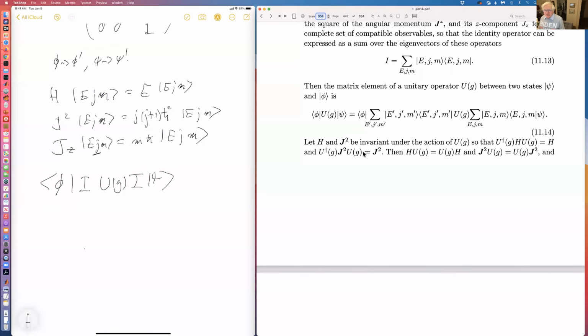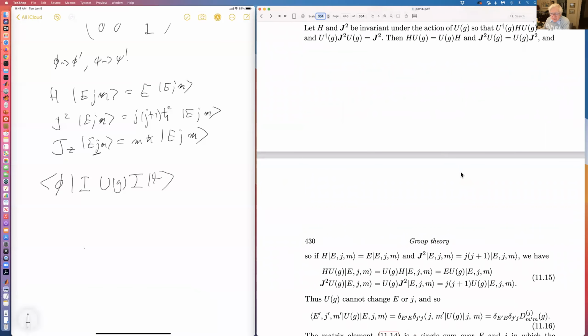Now, if we assume that this U is representing a symmetry transformation of the Hamiltonian, such as a rotation, then U dagger H U is H and U dagger J squared U is J squared. Well, that tells us that this is true and that's true. And since we have these relations, we can say H U on the state is U H on the state, and that's E U on the state. J squared U is U J squared. J squared gives us the J J plus, I've set h bar equal to 1 here.